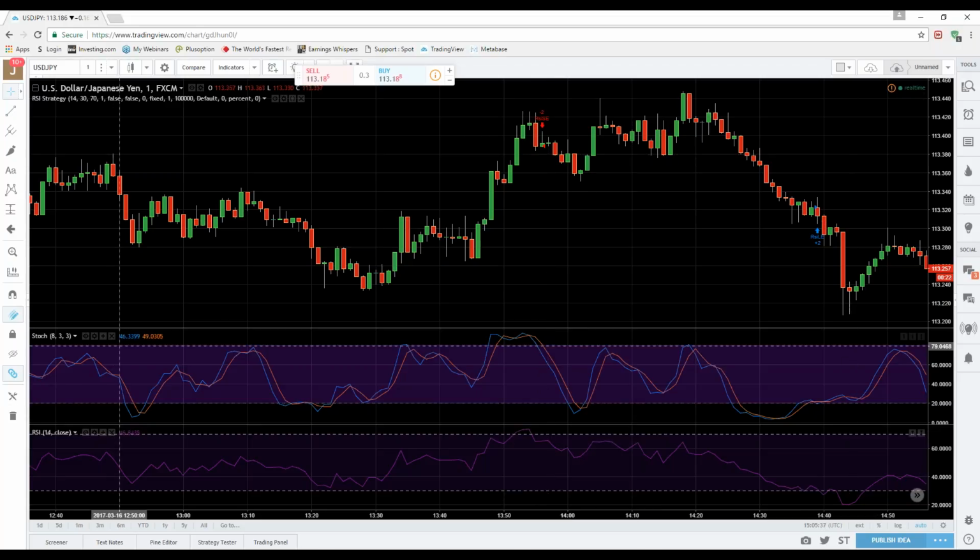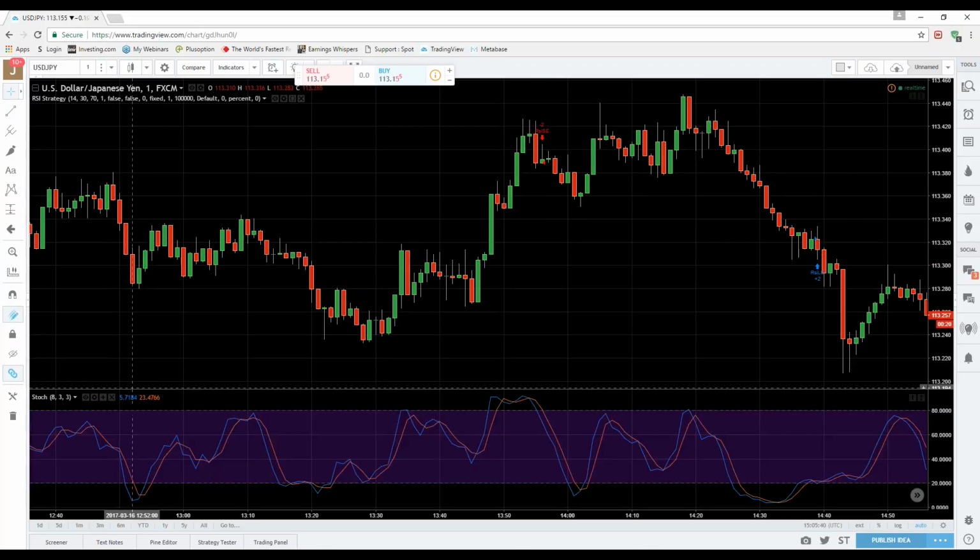We have two indicators added down here. I'm going to show you how to add indicators in a moment. But first, I want to go over to the NetDanya charts real fast.